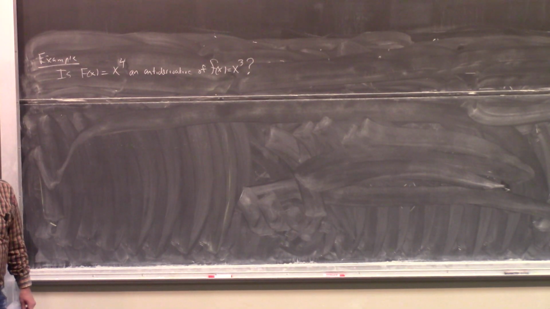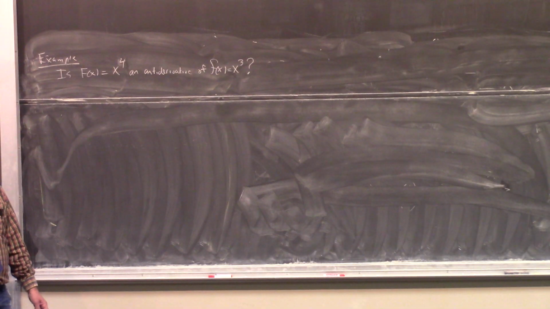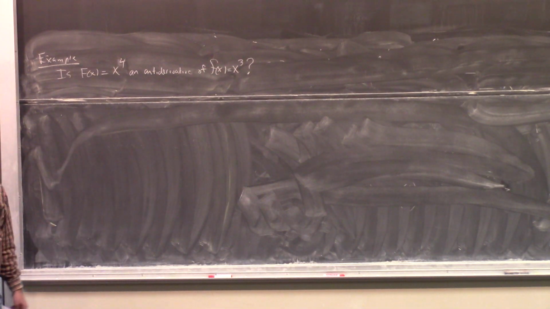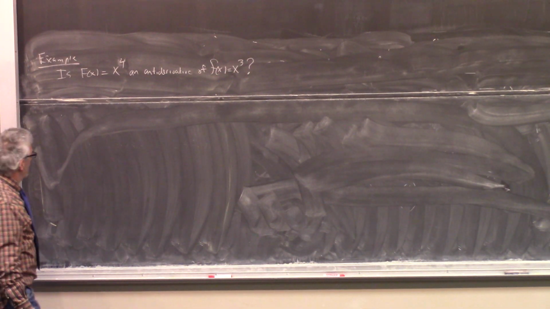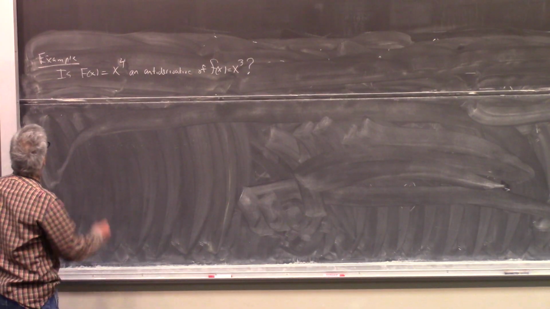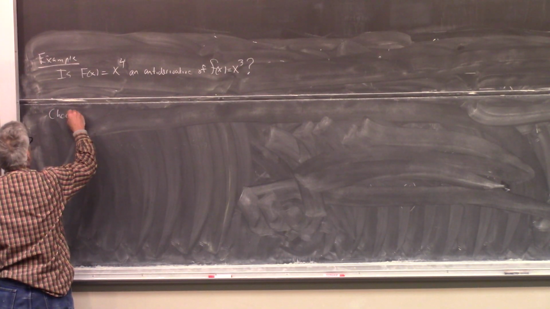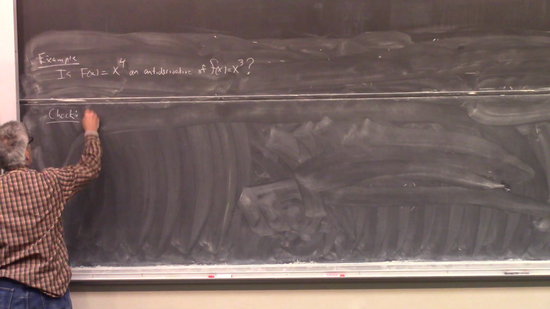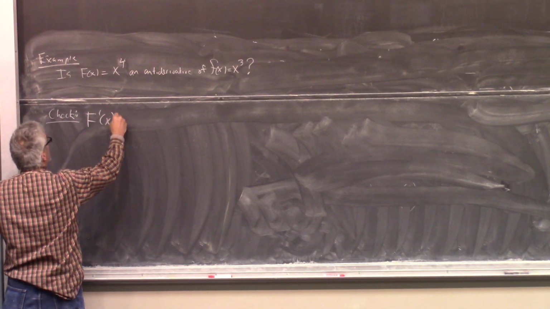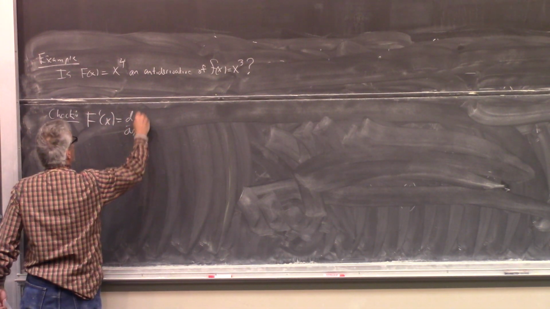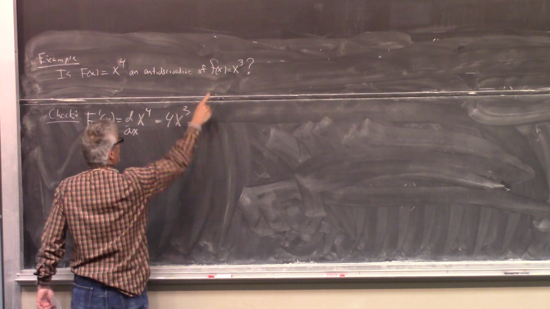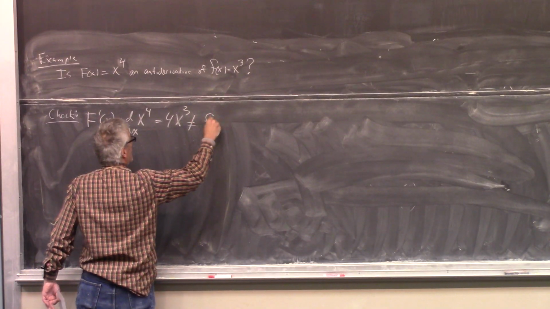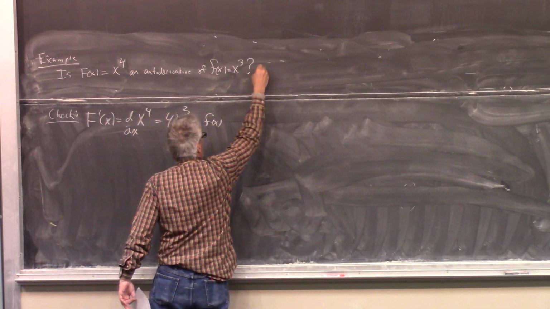Well, we have no tools for finding antiderivatives. So you can't say, well, I've got an antiderivative, it's not this one. Well, our only tool is this definition of antiderivatives. So what we have to do is we have to check. So we have to find capital F prime. So that's the derivative of x to the fourth, and that's going to be 4x cubed. Oh, that's not little f of x. So the answer is no.